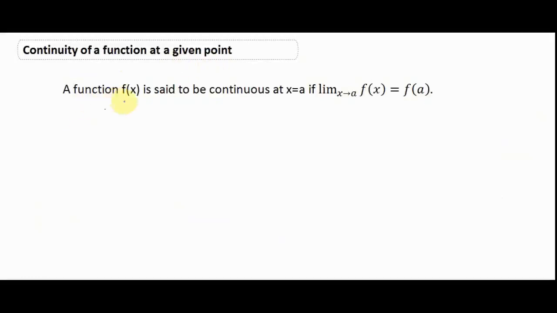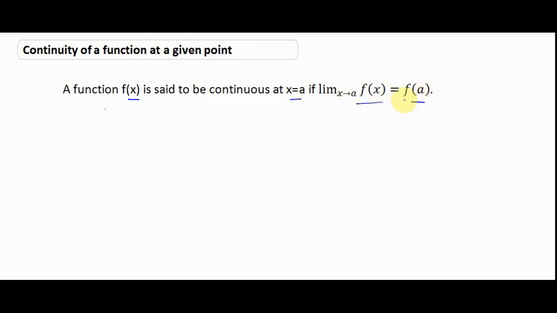A function f of x is said to be continuous at a point x equal to a if limit x tends to a, f of x is equal to f of a. So for a function to be continuous at a point x equal to a, it has to satisfy this condition, that is, the limit of the function at that point should be equal to f of a, that is, the value of the function at the point x equal to a.